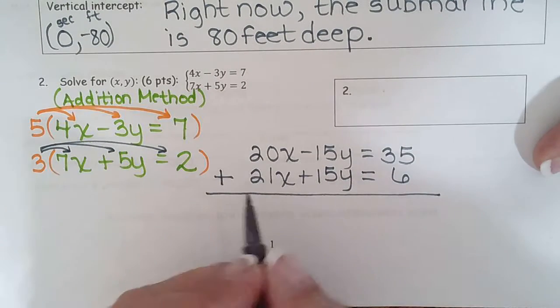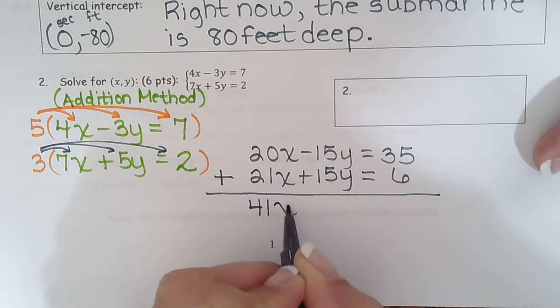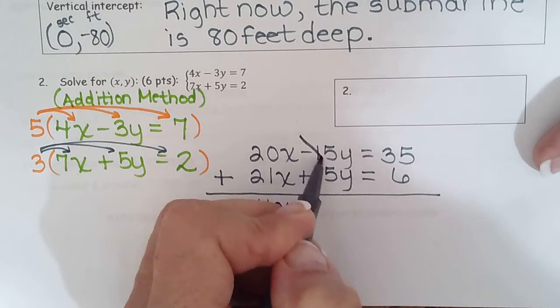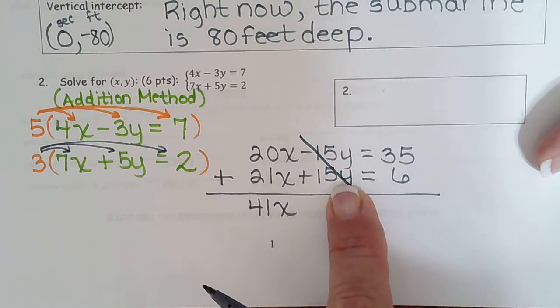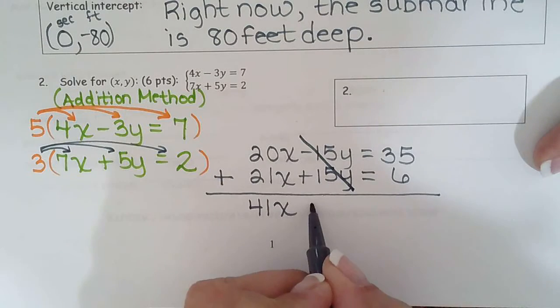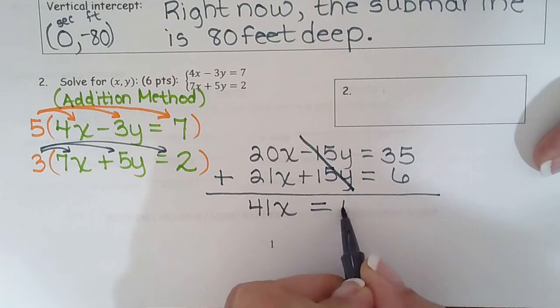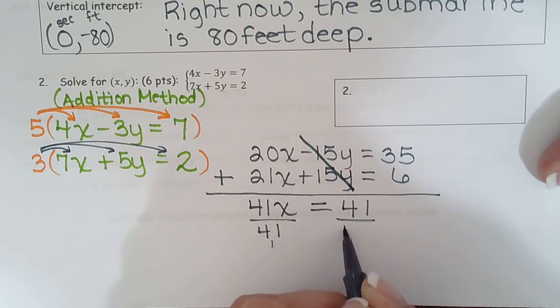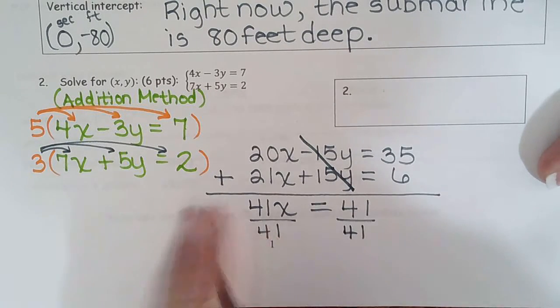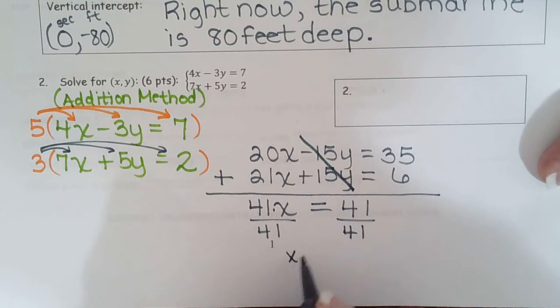So here we get 41x, 15 minus 15, gone. And that's why this method is sometimes called the elimination method too, because we're eliminating one of the variables. And 35 plus 6 is 41. Oh, this is an easy one. So divide by what's in front of the x, and we get x equals 1.